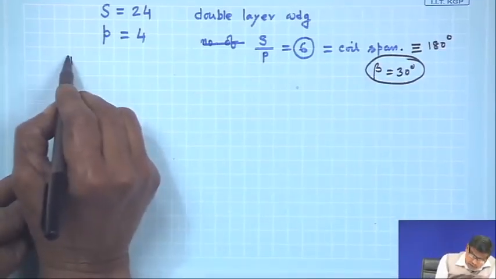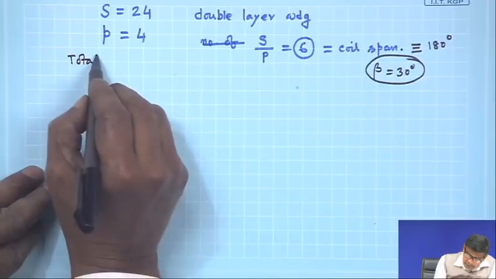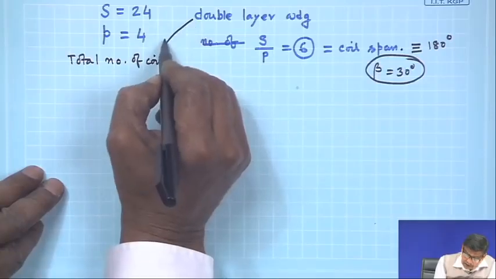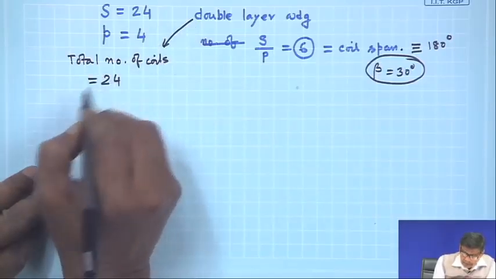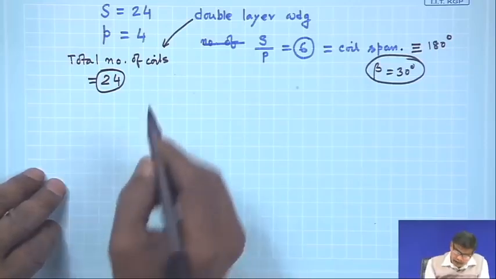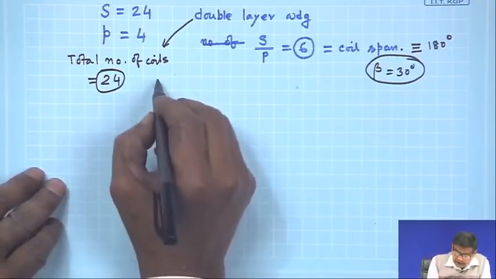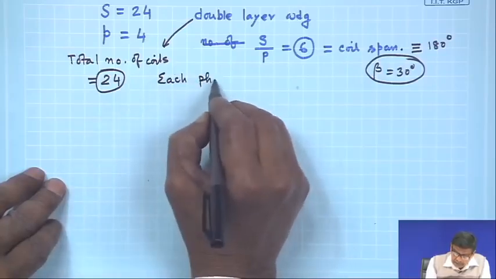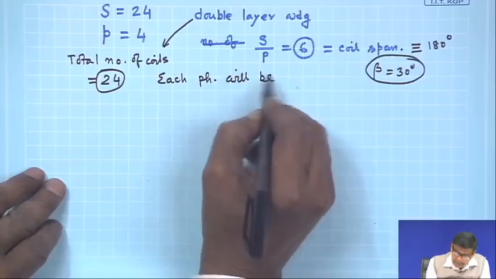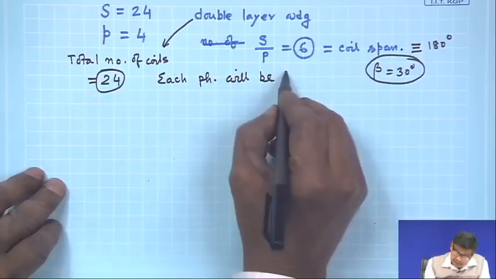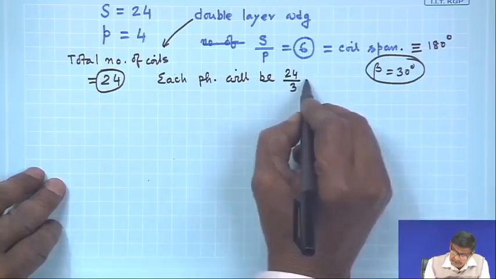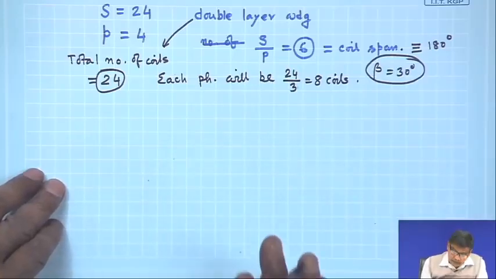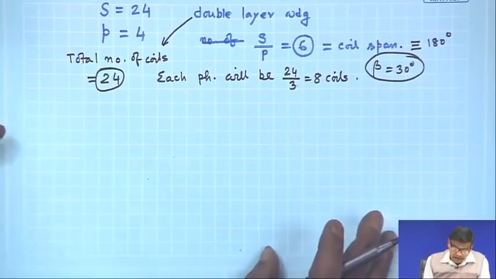Achha, what is the total number of coils? It is a double layer winding, so it must be 24, is it not? Therefore, I would expect that when the winding is complete, each phase will have 24 by 3 is equal to 8 coils, a total of 8 coils must be there. Achha. Now, I will start the winding.